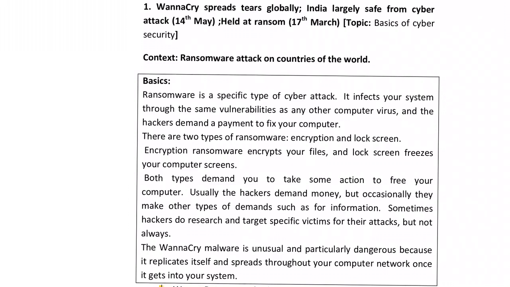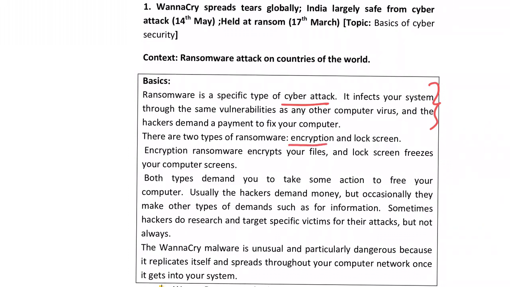Ransomware is a specific type of cyber attack. This language is important. It infects your system through the same vulnerabilities as any other computer virus, and the hackers demand a payment to fix your computer. This point is very, very important. This is done not to steal data, but they freeze things in such a way that you have to go to someone to ask their help to remove these viruses, so they can make money out of it.